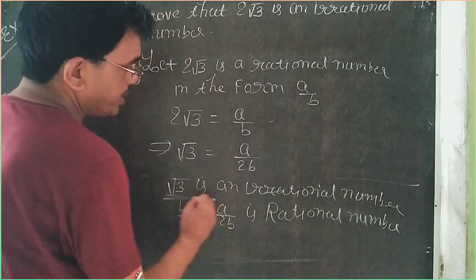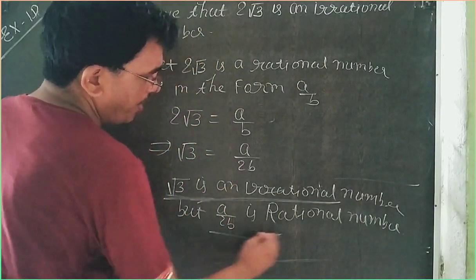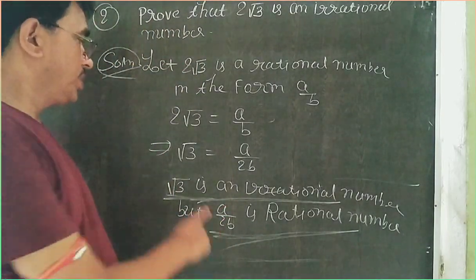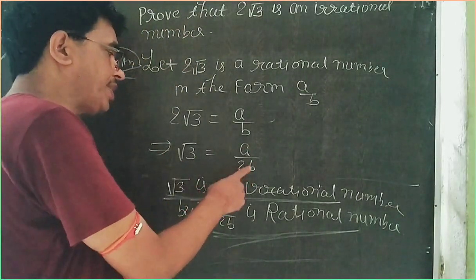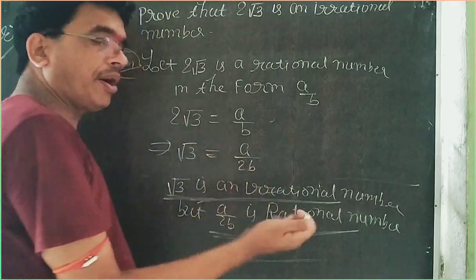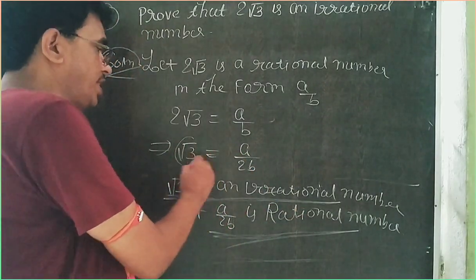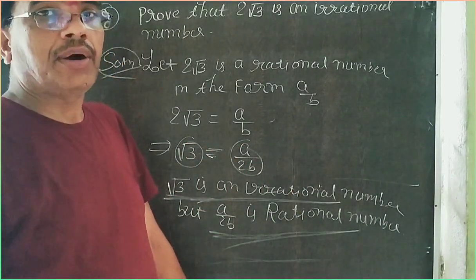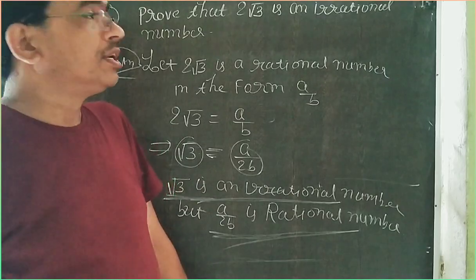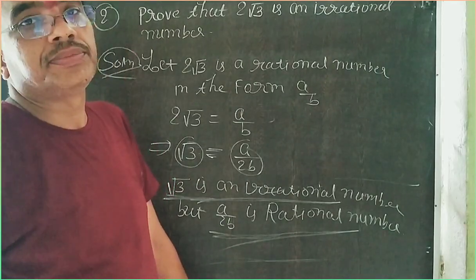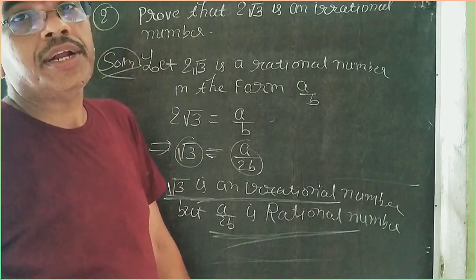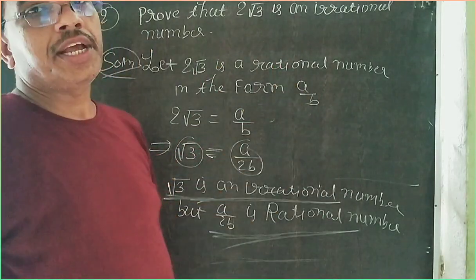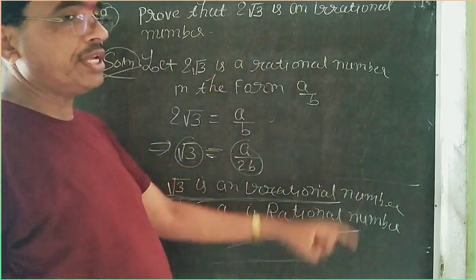Root 3 is an irrational number, but a by 2 is a rational number, so it is a contradiction. Because root 3 is irrational and a by 2 is rational, and both are equal, how is it possible? It is never equal because one is rational and the other is irrational, so our supposition is wrong. Hence, 2 root 3 is an irrational number.